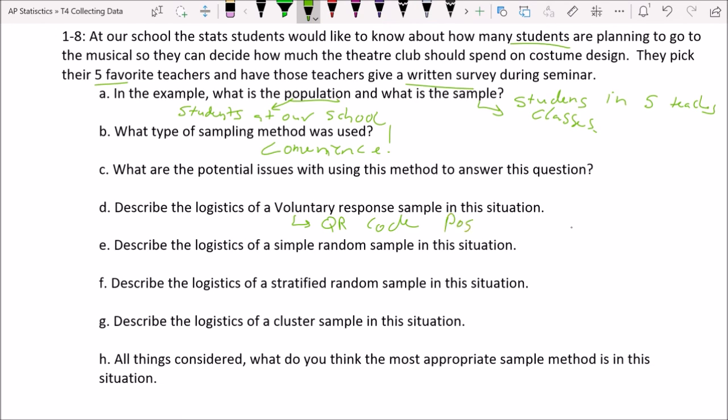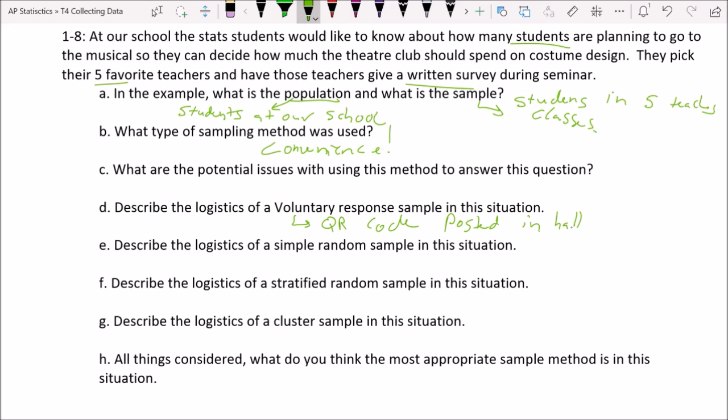So posted in the hall. And you could just have a question that says like, hey, are you planning to come to the musical? Which night are you planning to come? And then the student would scan that with their phone and they would respond to it. And that would be voluntary. You may get a lot of data with that, you may not. It may be representative, it may not, I don't know.